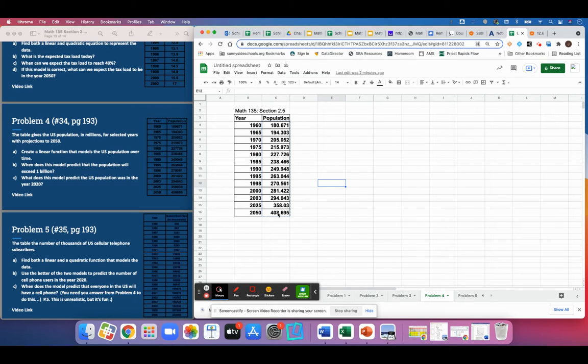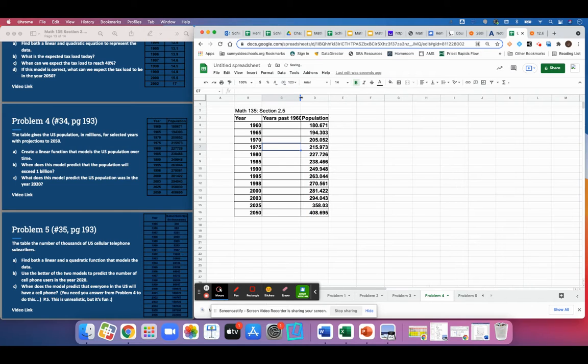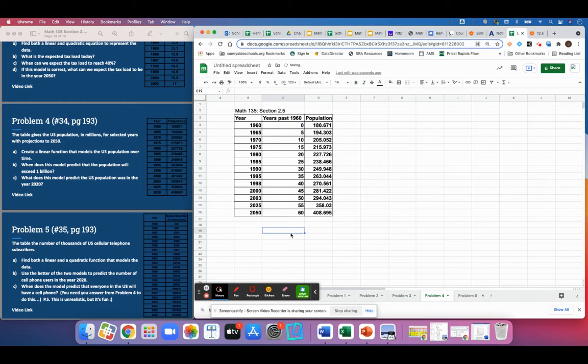With that, everyone, we are going to create a linear function that models the U.S. population over time. And so again, we see that these year numbers here are gigantic. We don't want that. So we're going to insert a column to the left and go years past 1960. So this is 0 years past 1960, and it looks like it sort of follows that pattern for a while. I'm going to autofill it and then see if I need to make some changes.